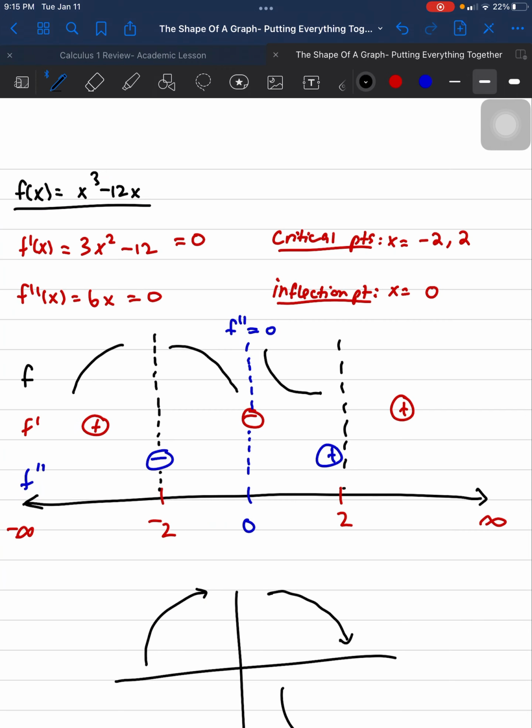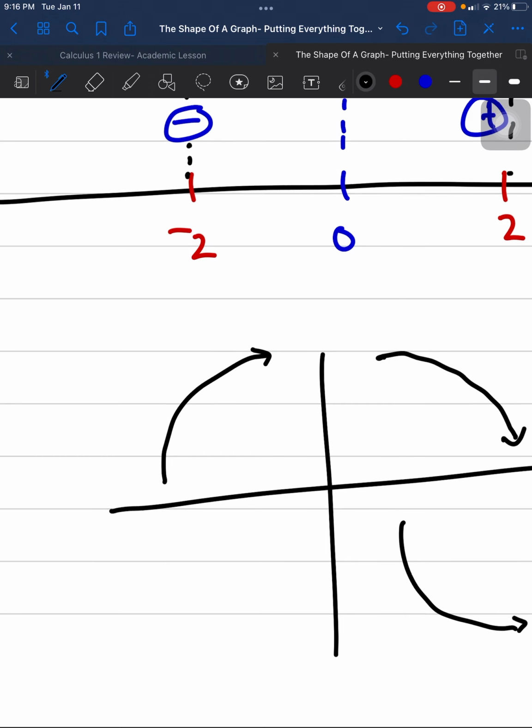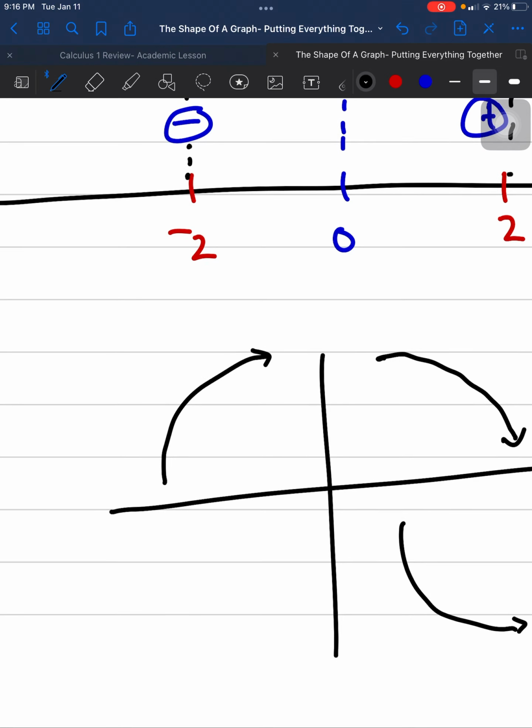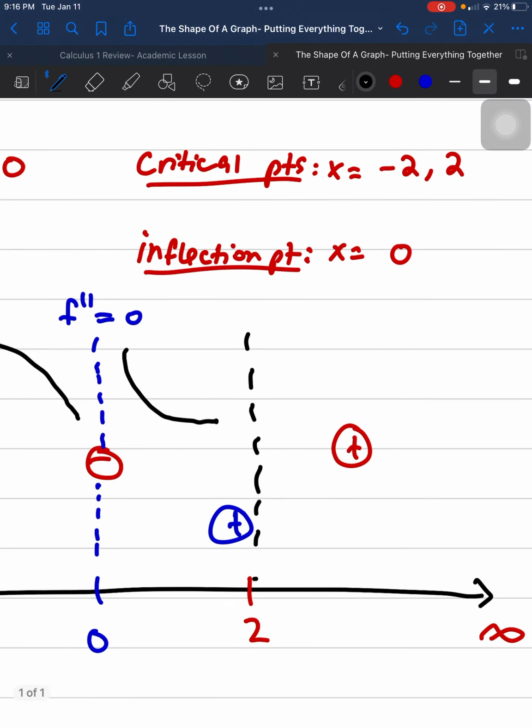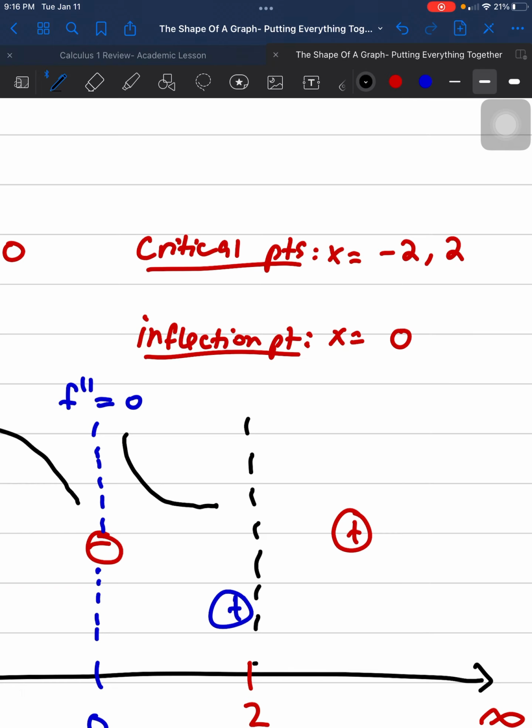Now, the last subregion, from 2 to infinity. The first derivative is positive from 2 to infinity, which means it's an increasing function. The second derivative is positive as well, so it's concave up. So it's going to be an increasing function and concave up. When we want something to be concave up and increasing, it looks something like this. So the function f of x looks something like this between 2 and infinity.